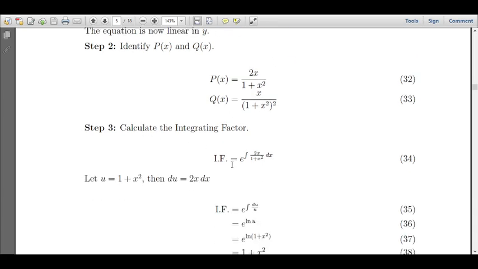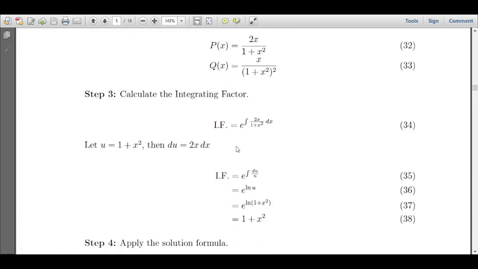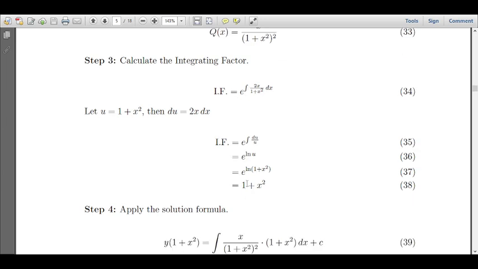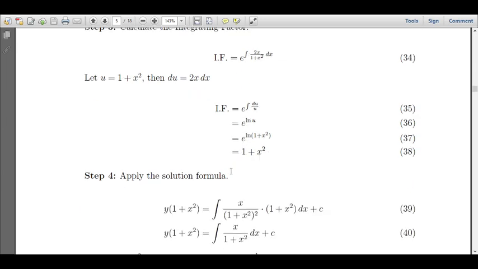Now calculate the integrating factor. Integrating factor equals e power integral 2x by (1 plus x square) dx. Since the denominator is 1 plus x square, the differentiation of 1 plus x square is 2x. So this is of the form integral f dash of x by f of x dx, which is log of f of x. That means log of the denominator. So e power log of (1 plus x square), which equals 1 plus x square.